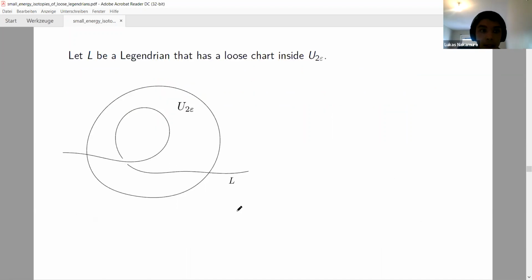Now let's first assume that we have such a Legendrian which has a loose chart inside this ball of height 2 epsilon. What we want to do first is perturb this Legendrian a little bit to obtain this L tilde here. This L tilde should be non-Legendrian, and let's say we make this perturbation C^1 small.